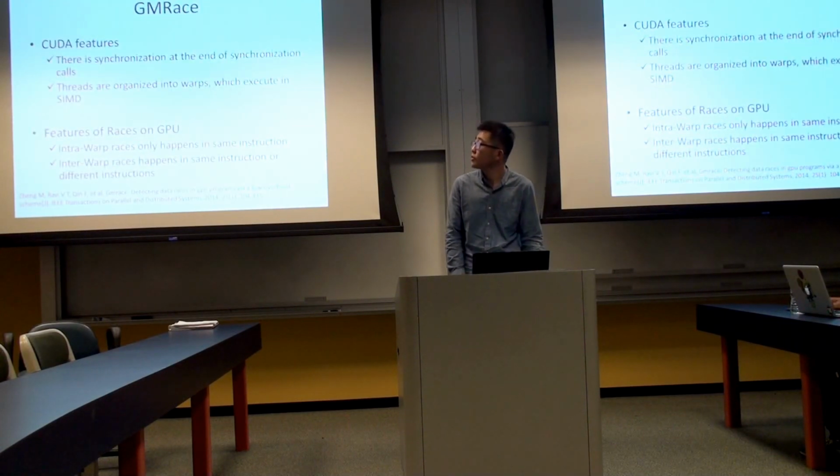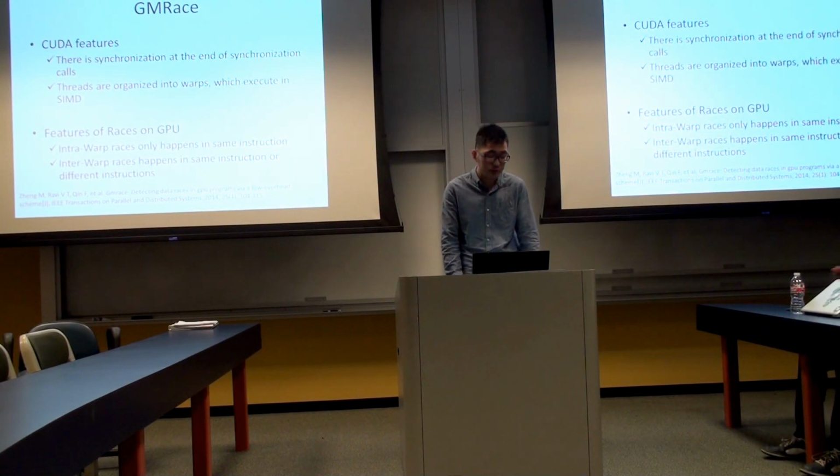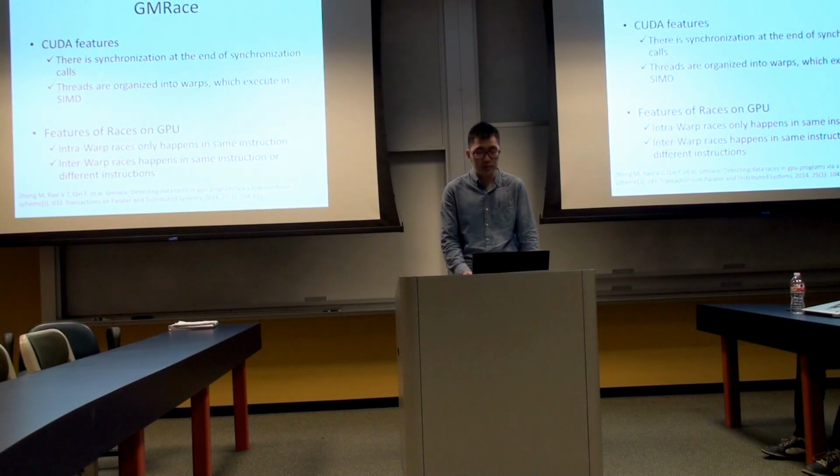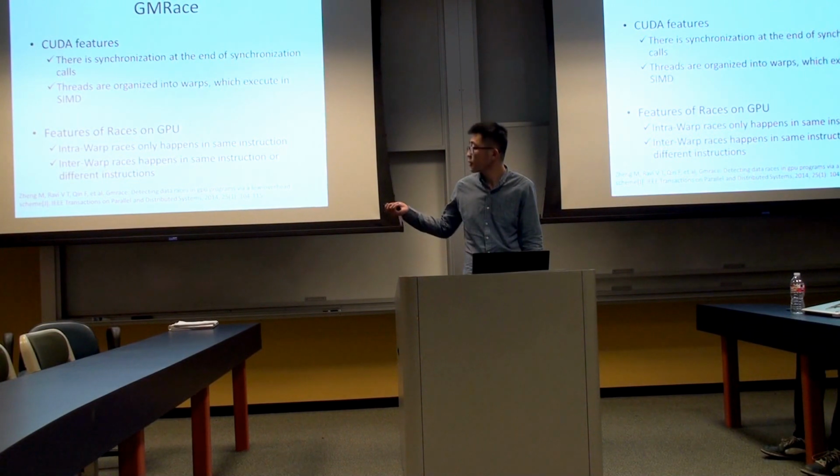Here, I want to introduce one famous work called GMRace. It was on CUDA, so it uses the features of CUDA. What's interesting is that in CUDA, all threads are organized into warps, and warps are executed in SIMD. So we have two very interesting assumptions here. For intra-warp races, they only happen in the SIMD instruction, so we just need to check whether this instruction will write the same location. And for inter-warp races, we need to check the order constraint.